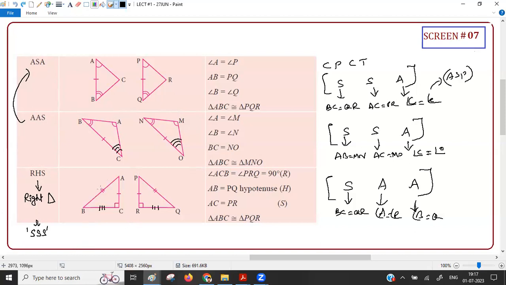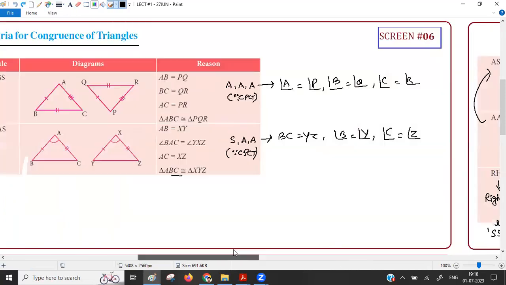Right angle, hypotenuse, and side, which means if two triangles are right triangles, which means one angle is 90 degrees, and the hypotenuses are equal, and one side is equal, then the third side will be what? Automatically equal because of Pythagoras theorem. That's why RHS is indirectly SSS for me. Okay, please remember these five criteria.